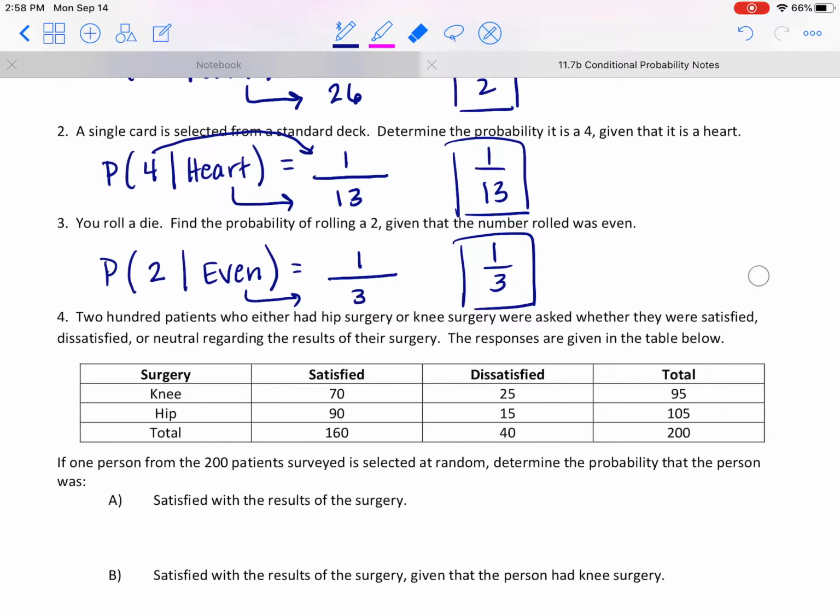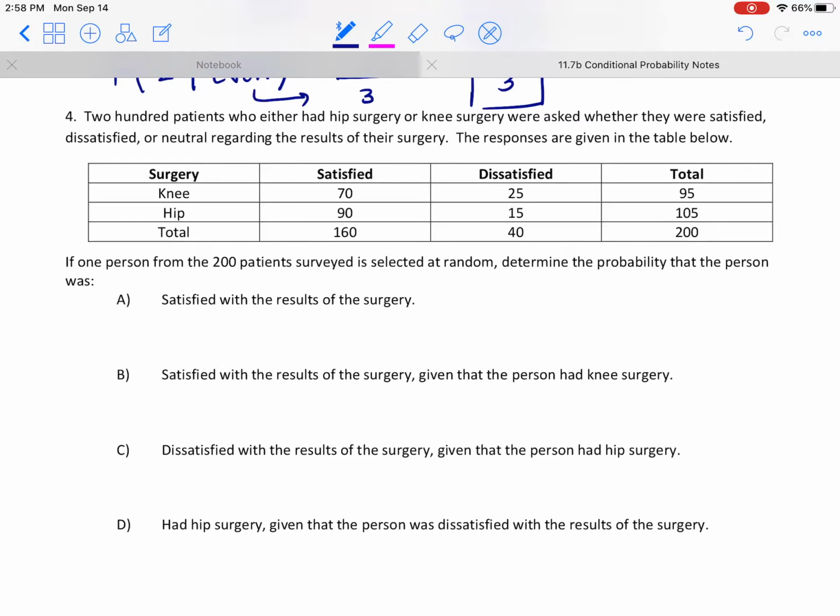All right, how about this? A two-way table. We saw one of these in the last topic. It says 200 patients who had either hip surgery or knee surgery were asked if they were satisfied, dissatisfied, or neutral regarding the results of their surgery. And it appears that they were all either satisfied or dissatisfied because we don't have any neutral. So we have, let's see, 95 people had knee surgery, 105 had hip surgery for the 200 total.